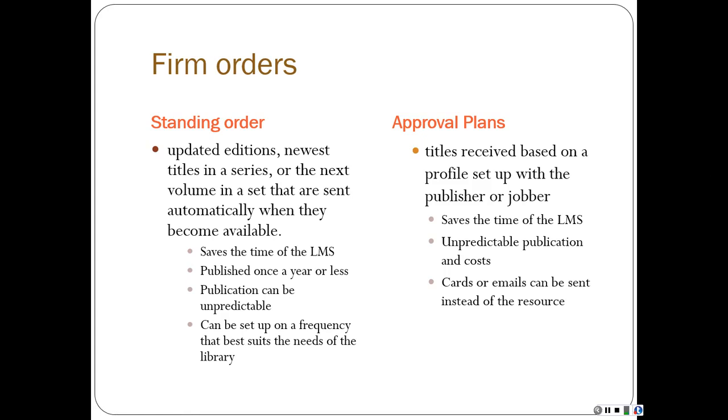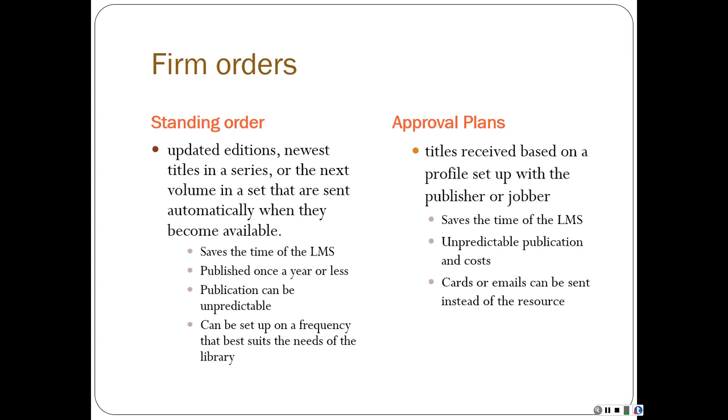The first model for acquiring access to resources is probably the simplest, and it's called a firm order. The library media specialist knows what they need, determines who they will purchase it through, then prepares and sends in the paperwork placing the order. The resource arrives at the library and is received and invoiced. The invoice is paid and the library owns the resource. So select, order, receive, invoice, and you own it.